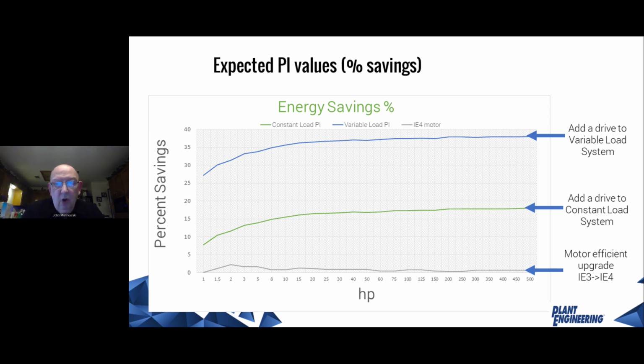Everybody talks about going from a premium motor, an IE3 level motor, to an IE4 level motor to save energy. Well, the bottom graph there is showing what happens when you simply switch motors out without a drive, by going from a NEMA premium motor to a NEMA super premium motor. Yeah, you're going to get some efficiency improvement, but it's nothing like putting a drive on the existing motor that you have in your plant.